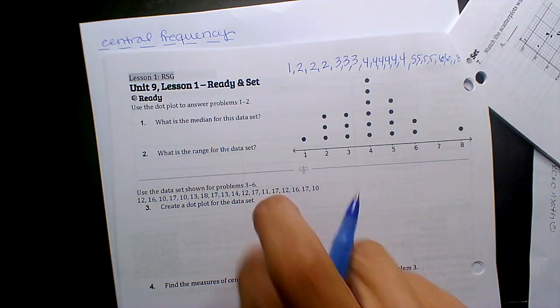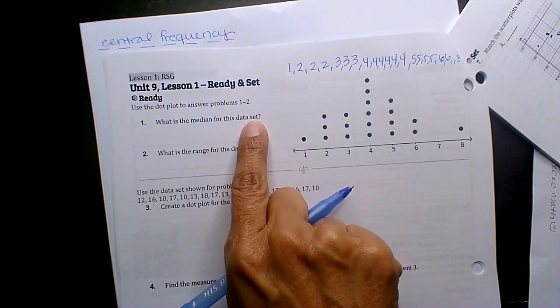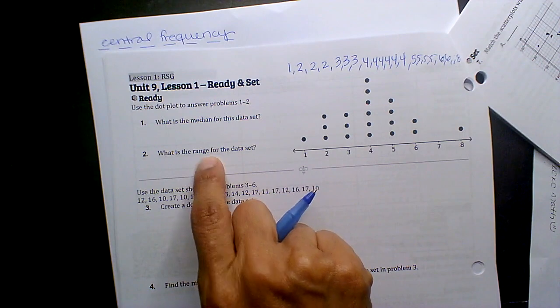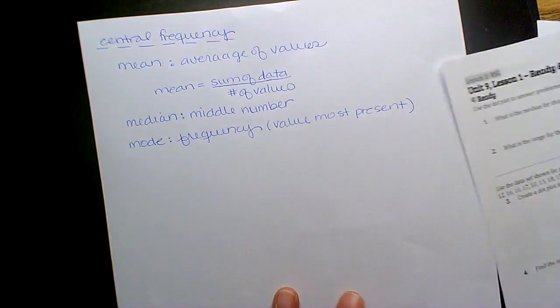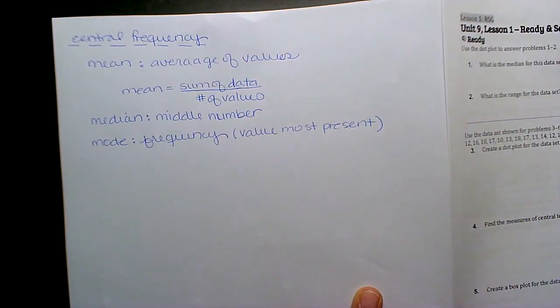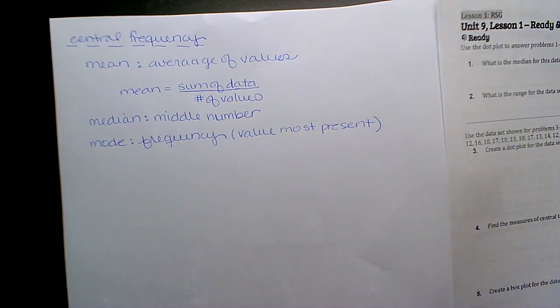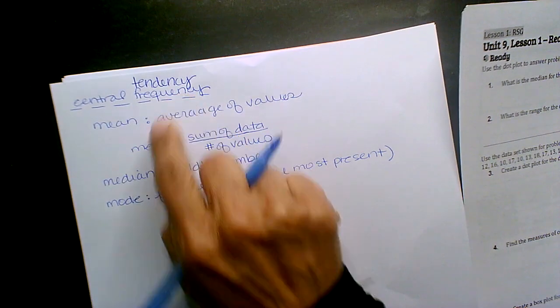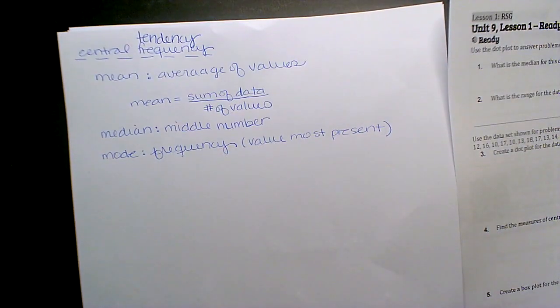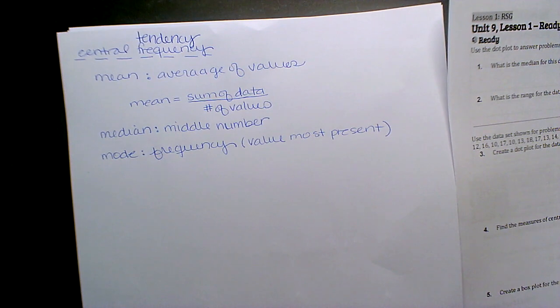It says what is the median of this data set, and then what is the range? Just for the sake of what they're going to ask you down below, what's a central tendency? Let's do all three. The central tendency is essentially mean, median, and mode. Mean is average, median is the middle number when you put them in order from smallest to greatest, and mode is the frequency.